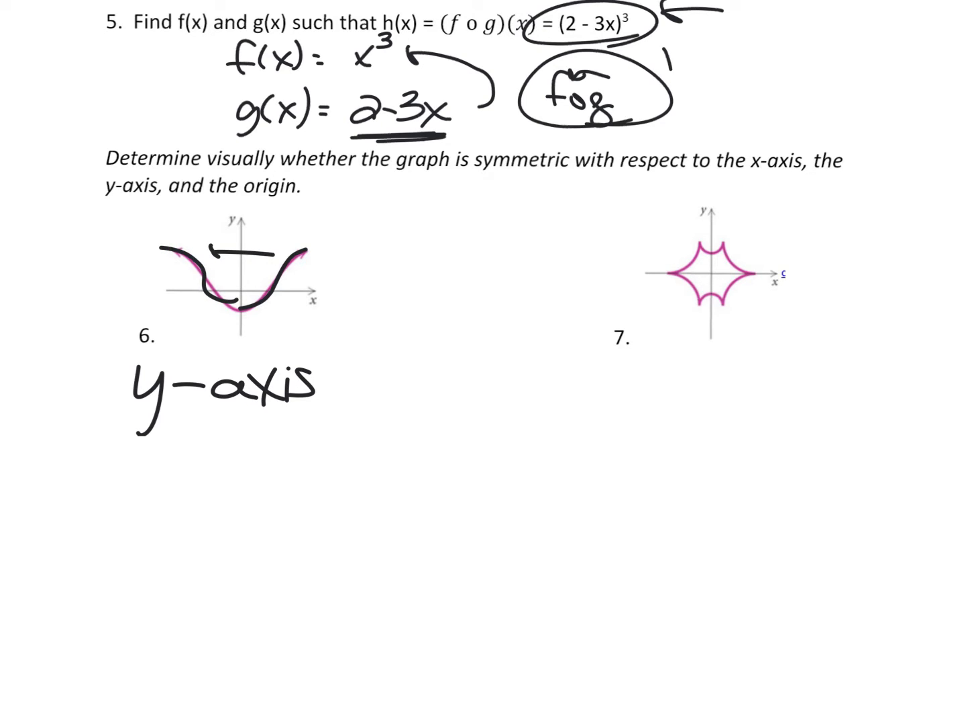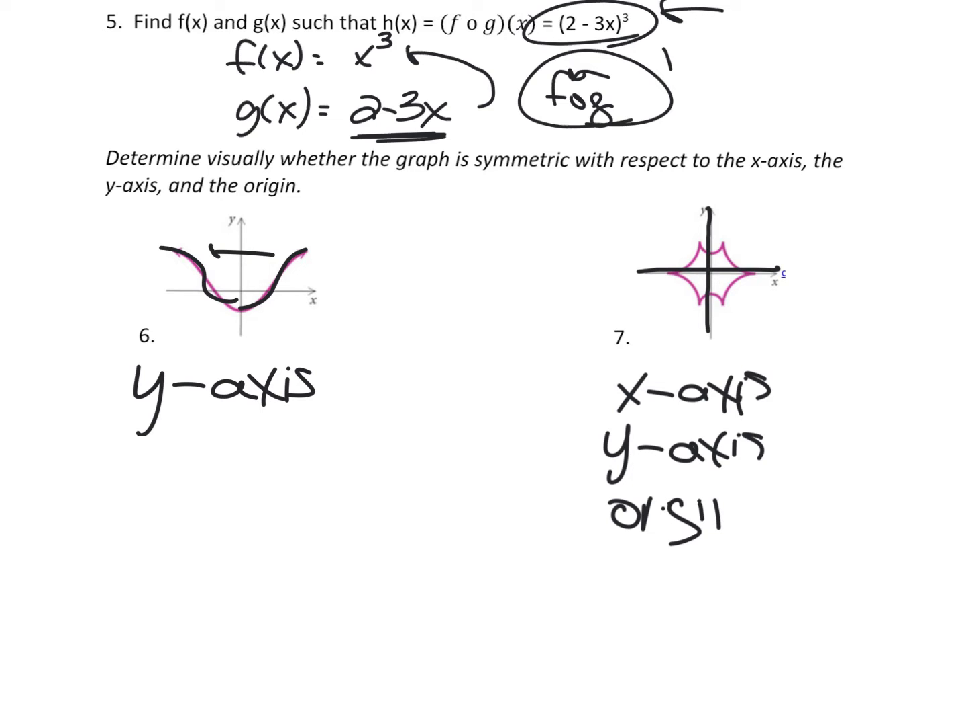7's got a lot of stuff going on. First of all, it is symmetric to the x-axis. You could fold it over. Think about drawing that line right there, it goes right through the middle, it's perfect. It's also symmetric to the y-axis, because I could do the same thing. If I draw this line right down to the y-axis, it cuts it right smack in half. And if it's x-axis and y-axis, it's also origin.